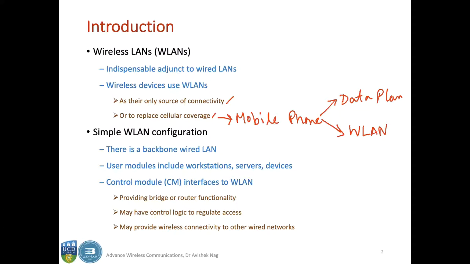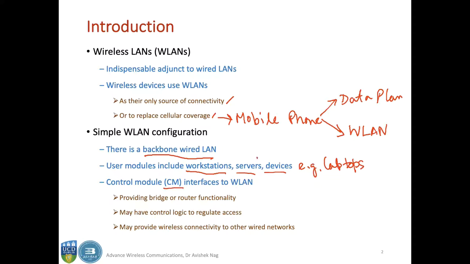So in case of a simple WLAN, the configuration consists of a backbone wired LAN, and then there are user modules which include different workstations, servers or devices. So these are basically your laptops and other devices that you are using. And then there is a control module that interfaces these devices to the backbone wired LAN.